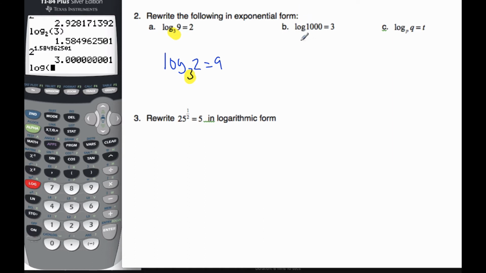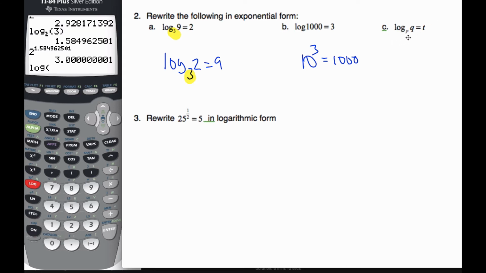So if I'm going to change this, I know it's going to be my base to the exponent 3 is equal to 10,000 or 1,000. All right. You should pause the video and try this one on your own.